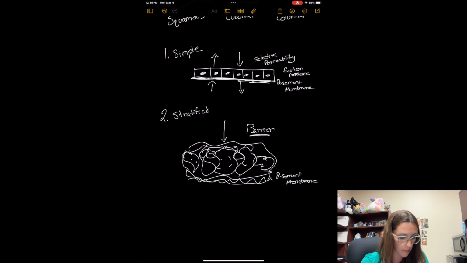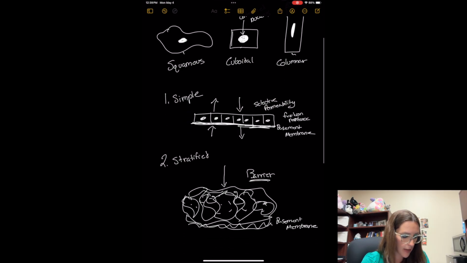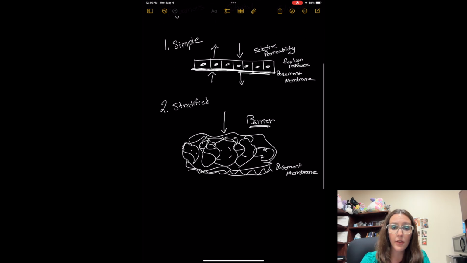So when you're looking at these tissues, remember to think about, okay, what shape is it? Is it squishy like a squamous cell? Is it bulky like a cuboidal cell? Or is it long and elongated like a columnar cell? And then think, okay, if I put it together, is it going to be simple and we're regulating what's going in and what's going out? Or are we going through a barrier? And those together will help us understand the function of this tissue overall.